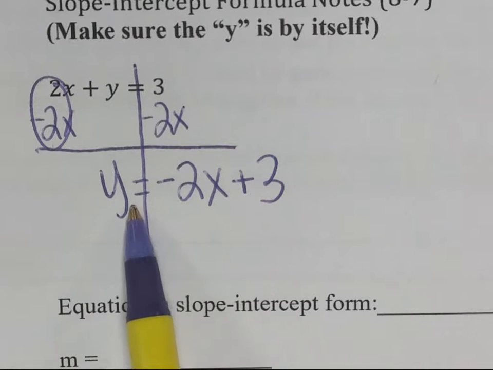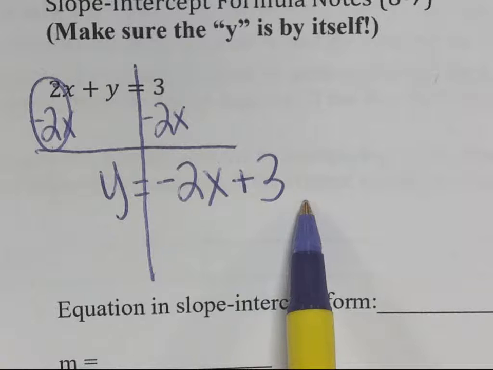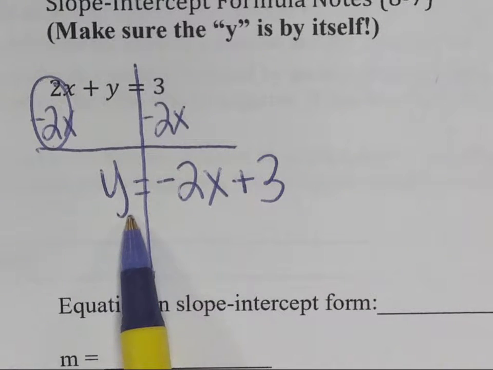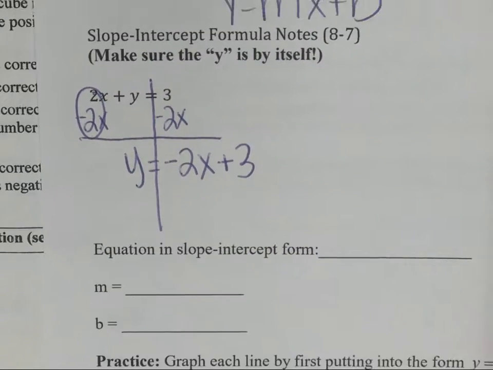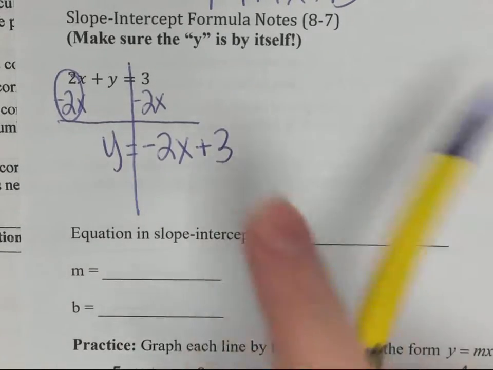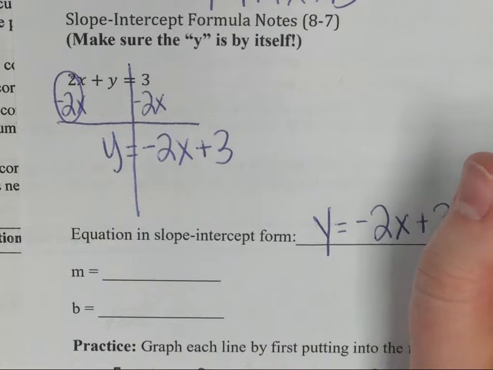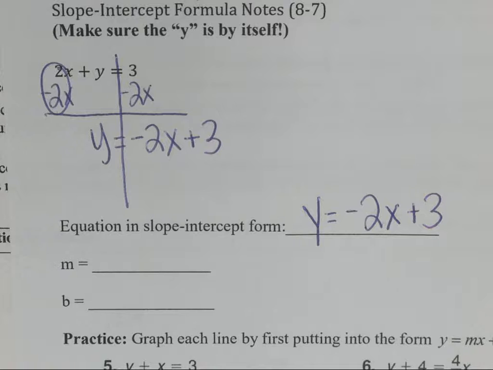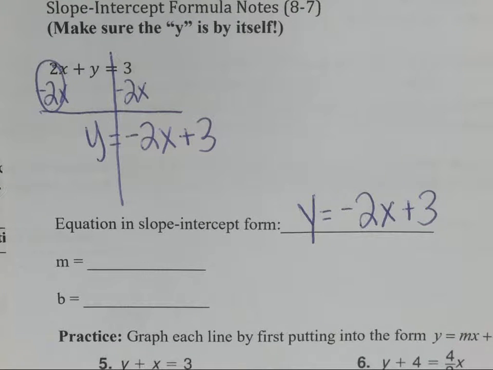So now we have y is equal to something x plus something. So we have y equals mx plus b. Y is by itself. So now we have this in slope-intercept form. Are y'all okay with that? Does that make sense? So right here where it says equation in slope-intercept form, I'm going to write this part: y is equal to negative 2x plus 3. We're going to do more problems together. You don't have to worry.